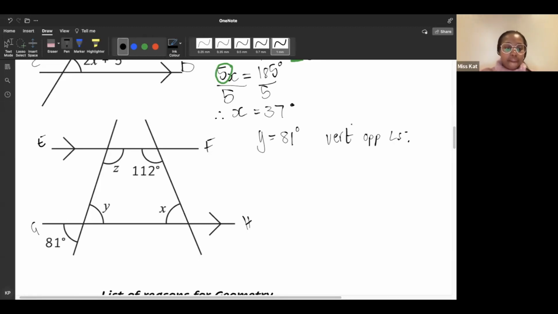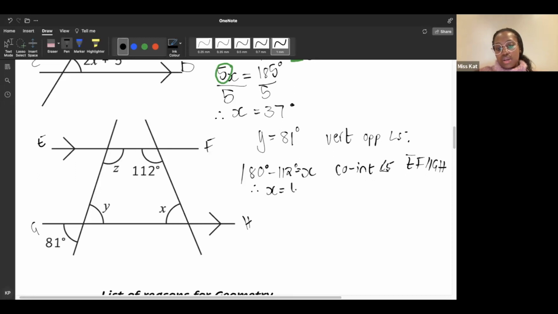And then we go on to solve. We'll say 180 minus 112 equals x. The reason would be co-interior angles, and EF is parallel to GH. Therefore x is equal to 68 degrees.